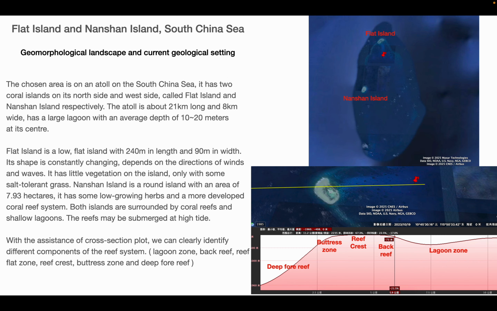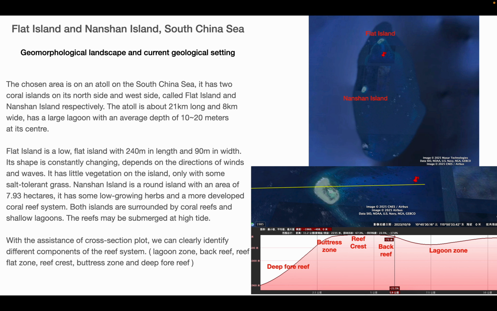The third place is the Flat Island and Nanshan Island in South China Sea. The chosen area is on an atoll on the South China Sea, and it has two coral islands on its north and west, called Flat Island and Nanshan Island respectively. The atoll is about 21 kilometers long and 8 kilometers wide. It has a large lagoon with an average depth of 10 to 20 meters.